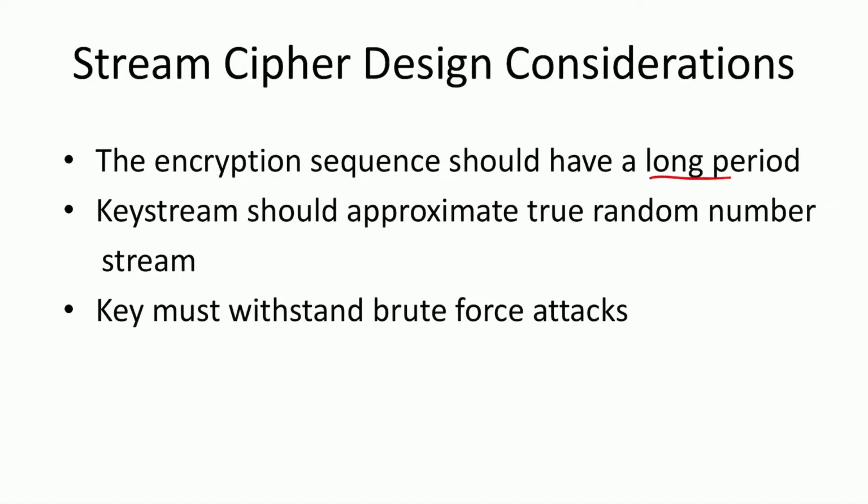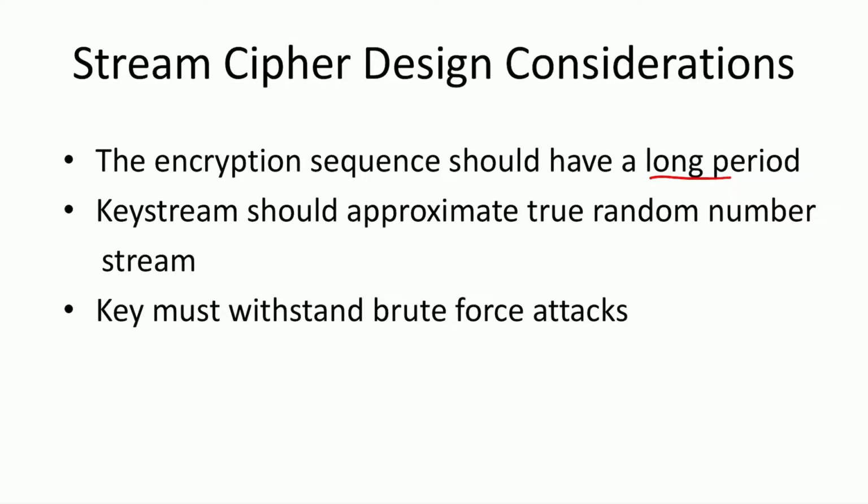Number two is that the key stream should approximate the properties of a true random number stream as much as possible. For example, there should be approximately equal numbers of 1 bits and 0 bits, and all the numbers appearing in the key stream should be equally likely. The more random appearing the key stream is, the more randomized the ciphertext is, making cryptanalysis more difficult.